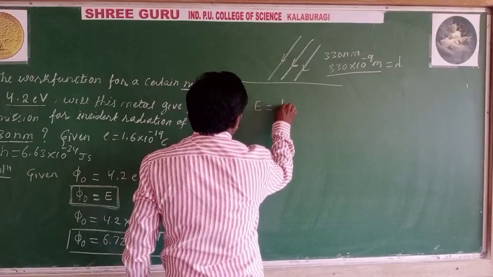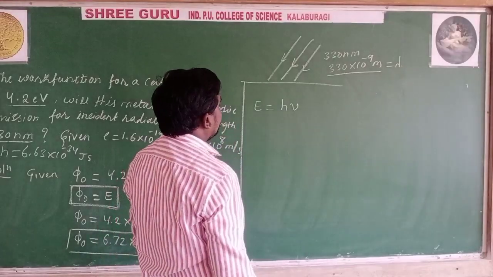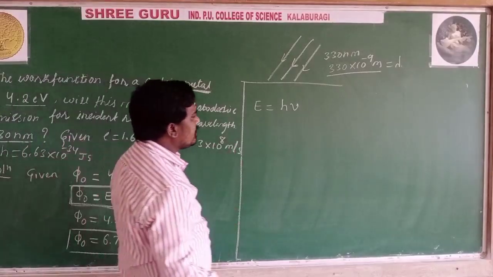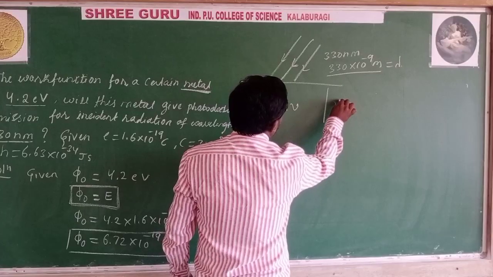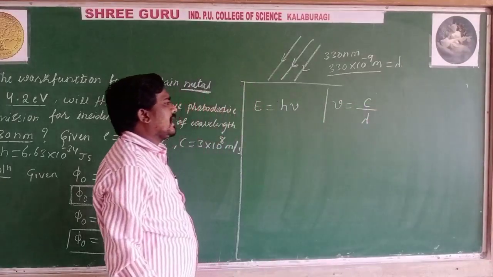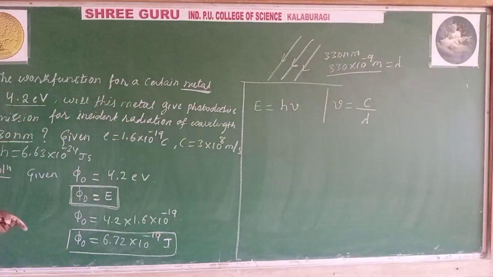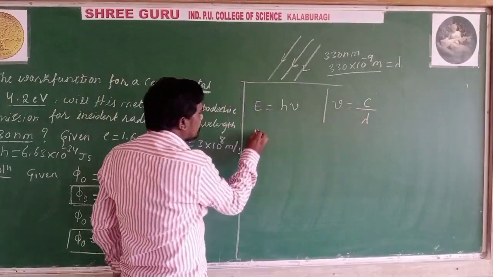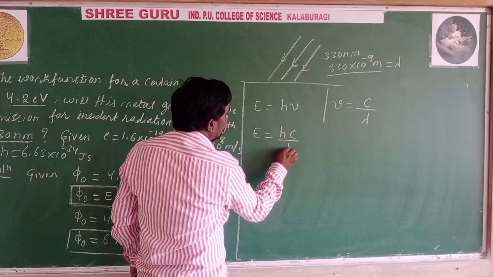E is equal to h nu. This is Einstein's photoelectric equation. Nu is the frequency of the incident radiation. We know that nu is equal to c by lambda. Why am I converting in terms of lambda? Because they mention the incident radiation wavelength, not frequency. So we should convert in terms of lambda. Just substitute here, E is equal to hc by lambda.